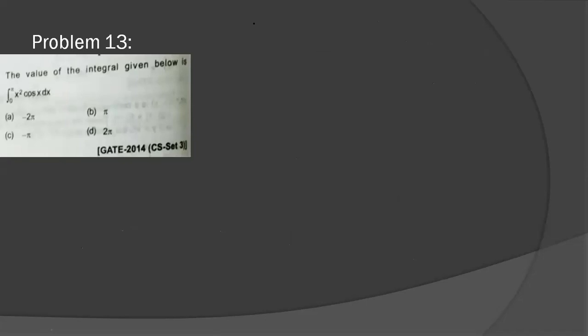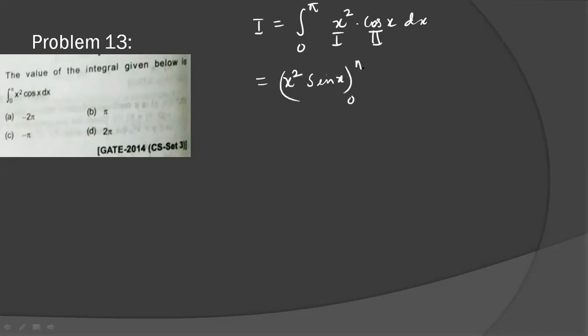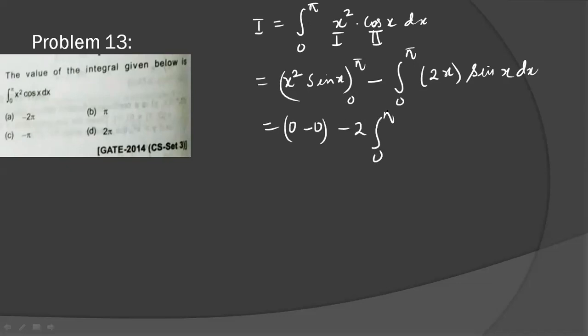The next problem is 0 to pi x square into cos x dx. So you let this be the first function, and this the second function. First function outside, integration of second function, 0 to pi, minus 0 to pi derivative of first function into integration of second function dx. If you put the upper limit, sin pi is 0, and at 0 it will be 0. So minus 2, 0 to pi x sin x dx.